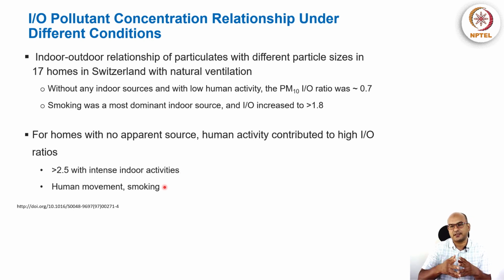Additionally, smoking, as we have seen just now, introduces a lot of pollutants, including particulate matter, and leads to much higher indoor air concentration of any given pollutant compared to the outdoor concentration of that pollutant. And in this particular work, it was found that such indoor activities will increase the concentrations by up to 2.5 or more than 2.5 times. So the I by O ratio is 2.5 or more. So indoor activities, human activities generally contribute a lot to the I by O ratio.